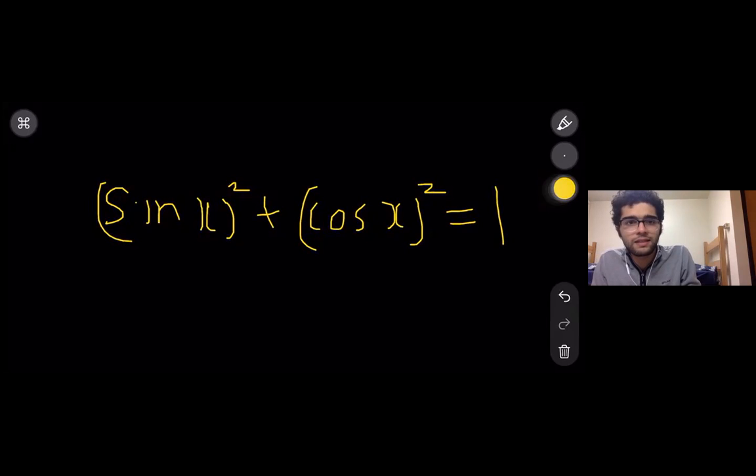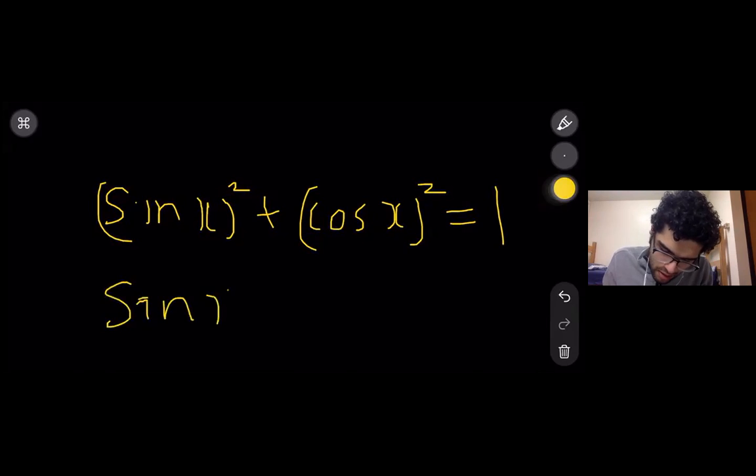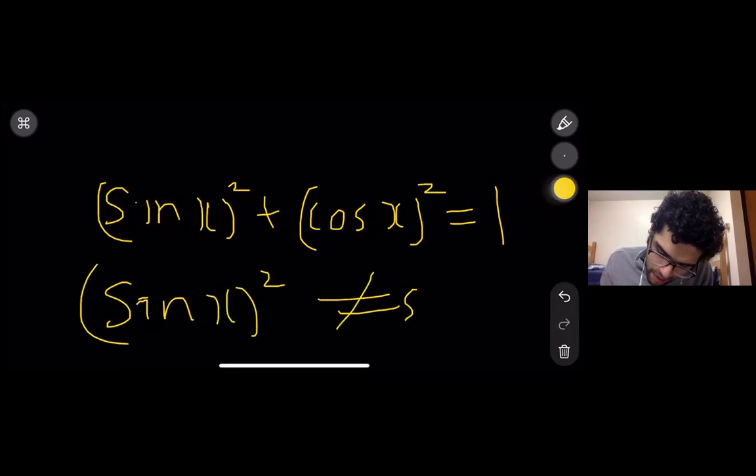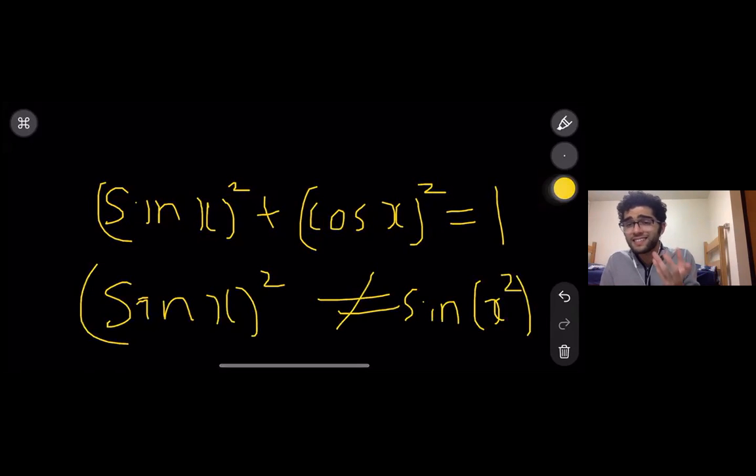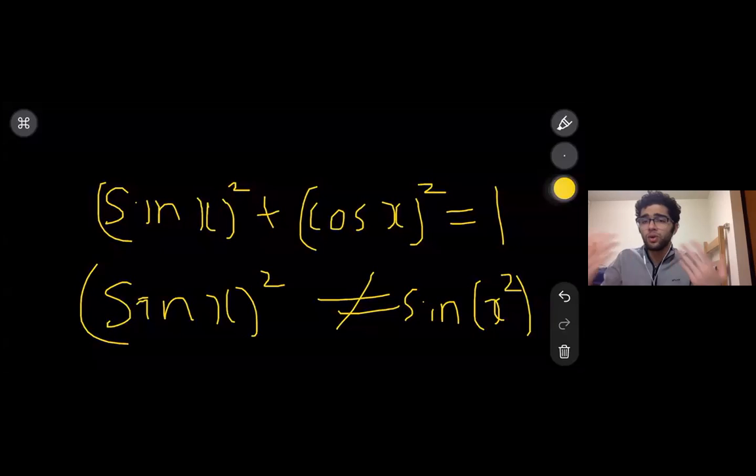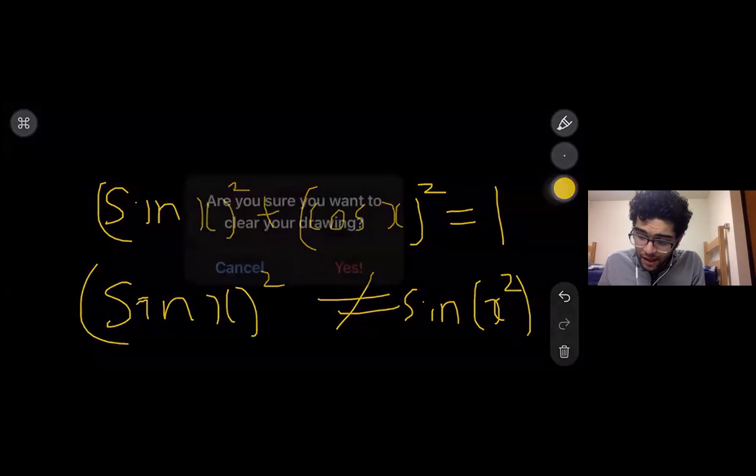Somebody's asking, is it sine x the whole squared, or is it sine of x squared? So I'll tell you, this one is not the same as this one. These are two different things, because x is an angle, right? So when you say sine x the whole squared, you are saying opposite by hypotenuse, that whole squared. But if you say sine of x squared, then you're saying the sine of the square of x. So if x is 2, we're saying sine of 4. They're not the same.